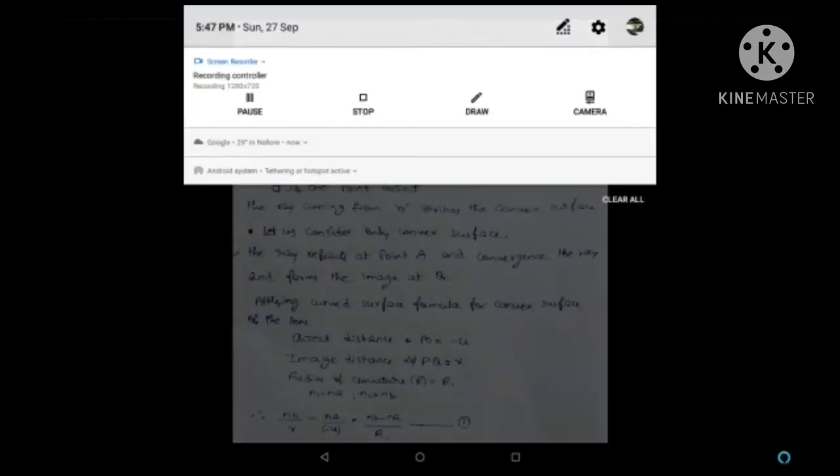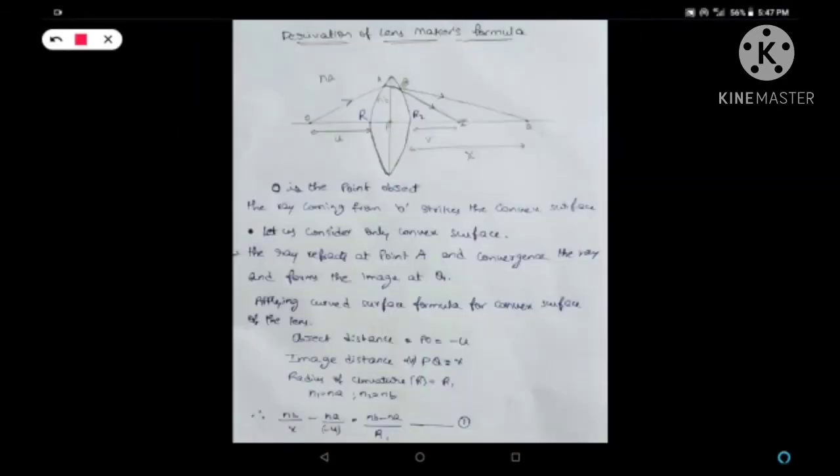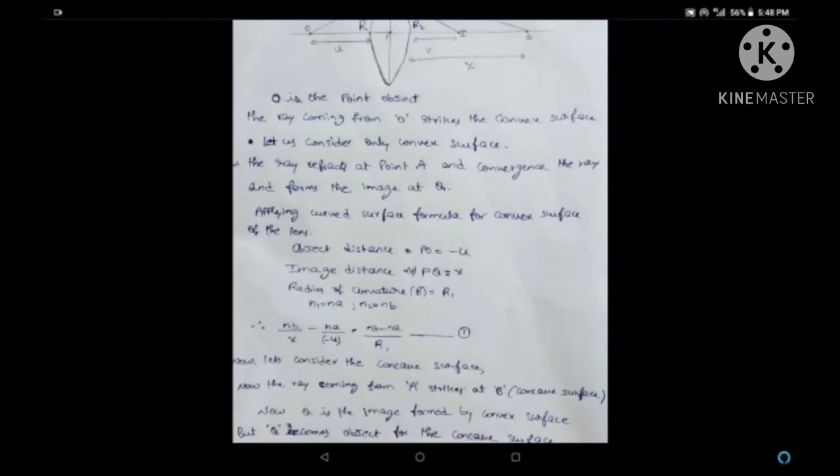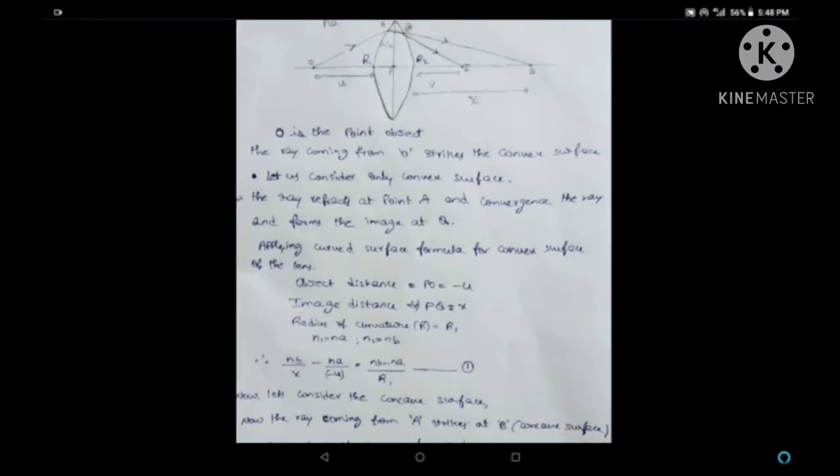Now let us discuss, guys. Here the light ray coming from the O strikes the convex surface and refracts at the point A. At the striking point, we should apply the curved surface formula for the convex surface. Let's apply it, guys.